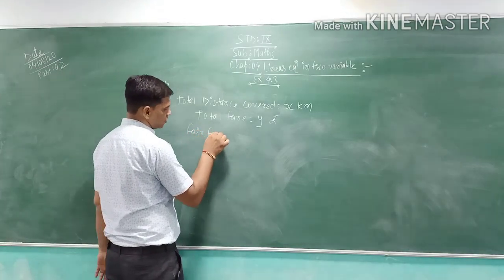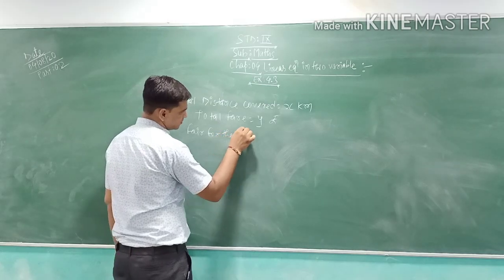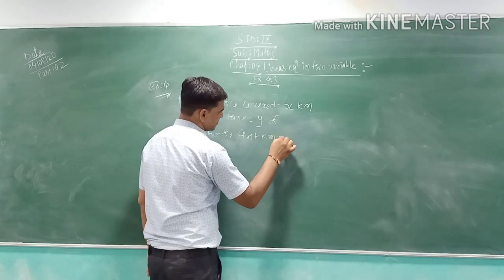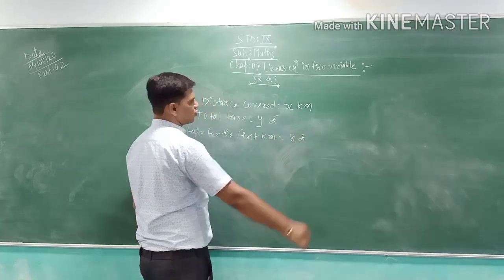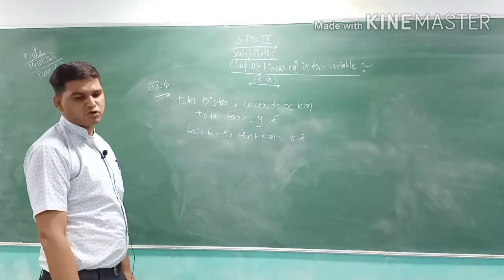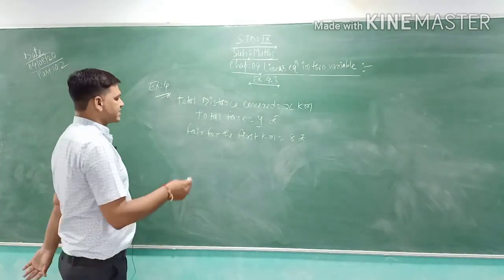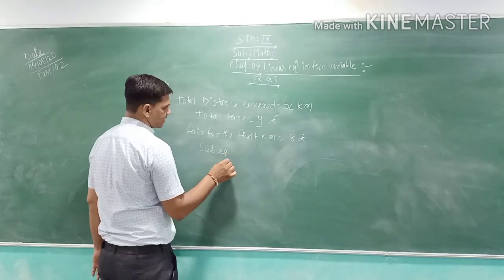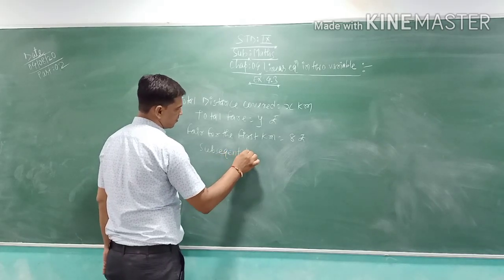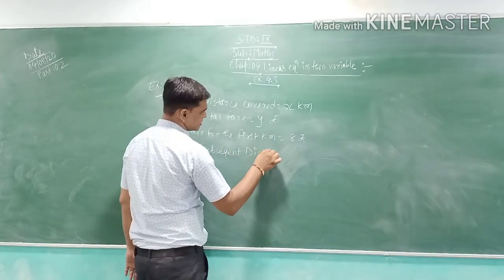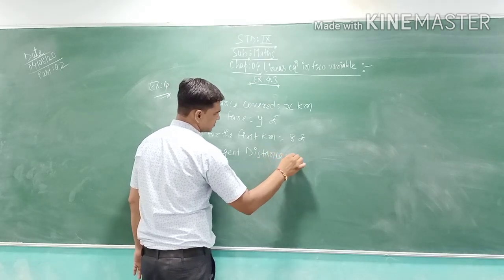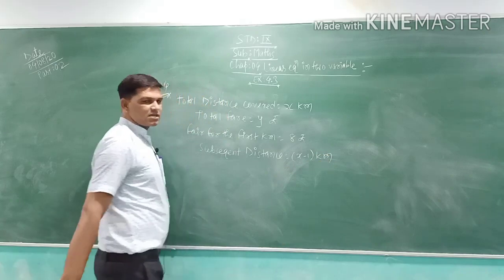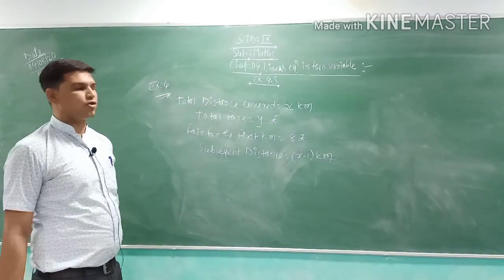Fare for the first kilometer is 8 rupees. Fare for the first kilometer is x rupees. Now the subsequent distance, x minus 1 kilometer, and having a subsequent distance that should be 5 rupees.